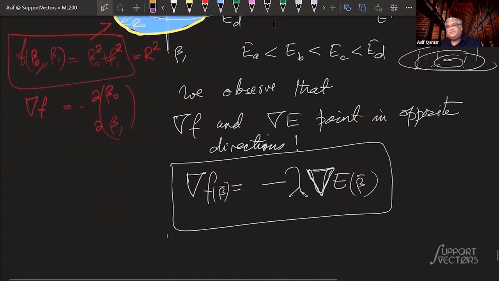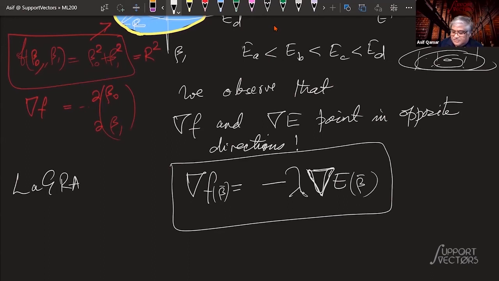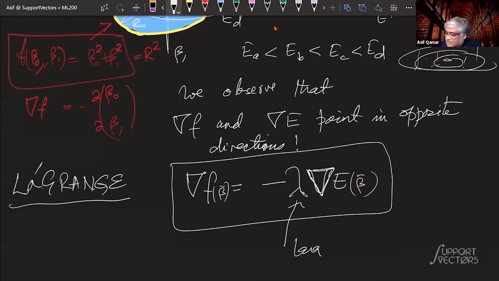And it was discovered by the great mathematician Lagrange. I hope I didn't massacre the name. Is it Lagrange or Lagrange? Could one of you please verify which is the correct one? So it is the Lagrangian. You say this is the Lagrangian multiplier.